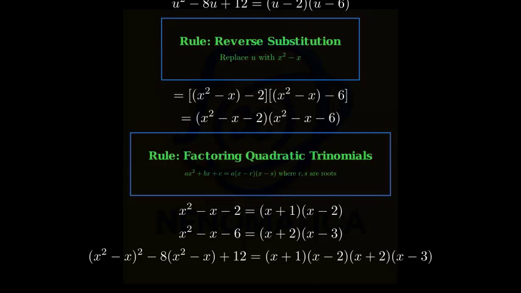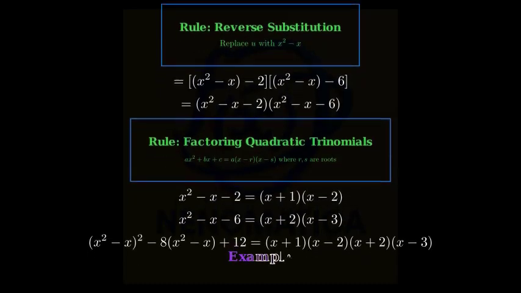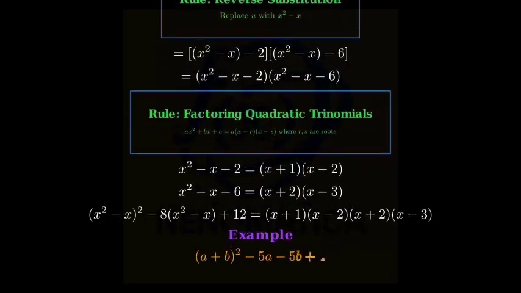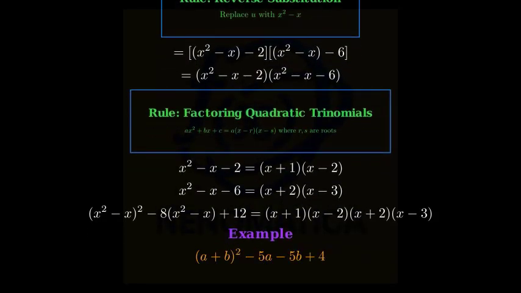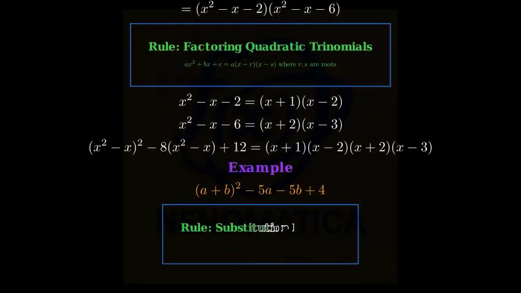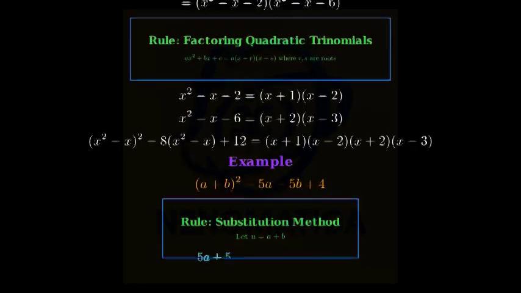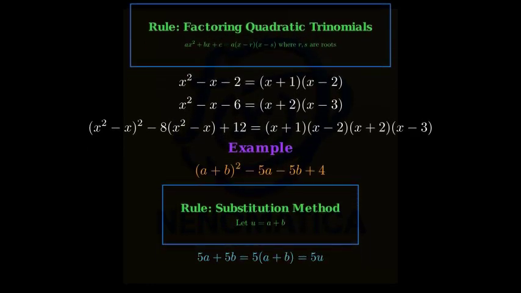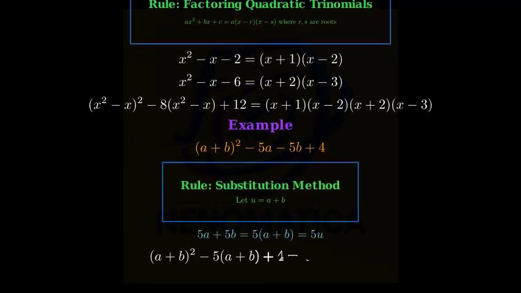Now, let's move on to our second example. Here we need to factor the expression (a plus b) squared minus 5a minus 5b plus 4. Similar to our first example, we'll use substitution to simplify this expression. Let's substitute u equals a plus b. After substituting u equals a plus b, we need to rewrite the original expression in terms of u. We can rewrite 5a plus 5b as 5 times (a plus b), which is 5u. So our expression becomes u squared minus 5u plus 4.